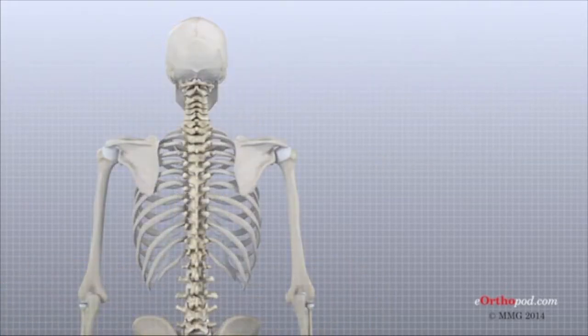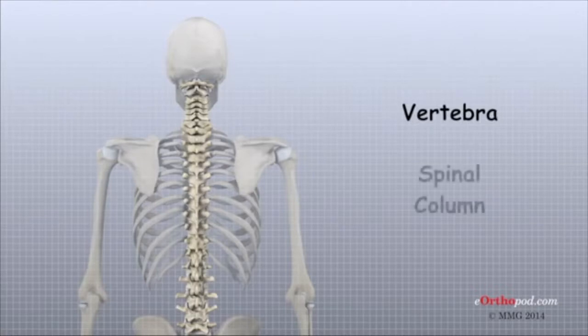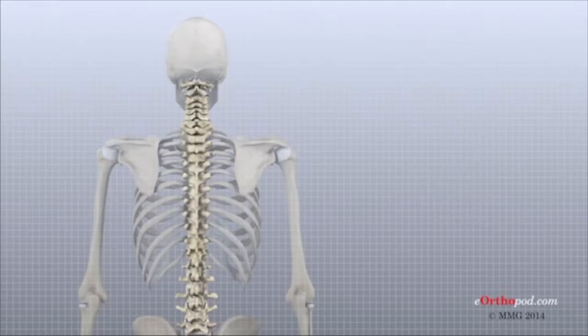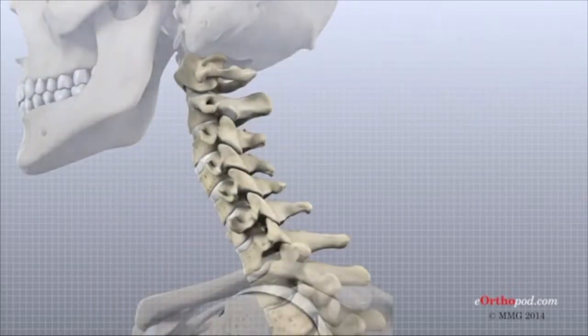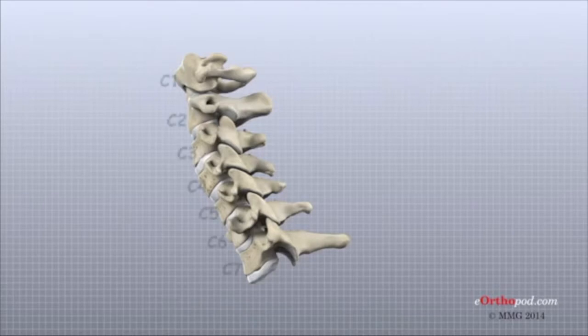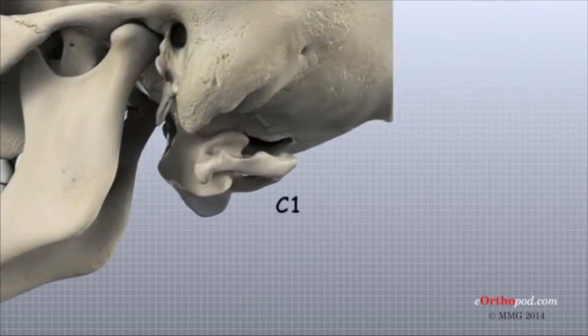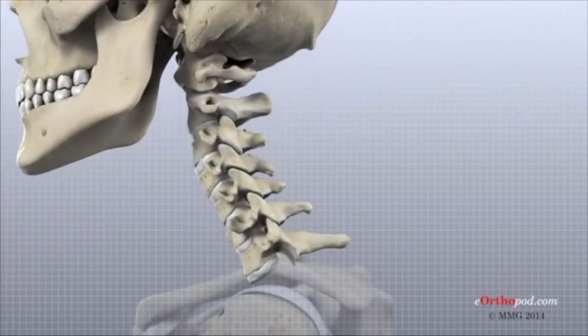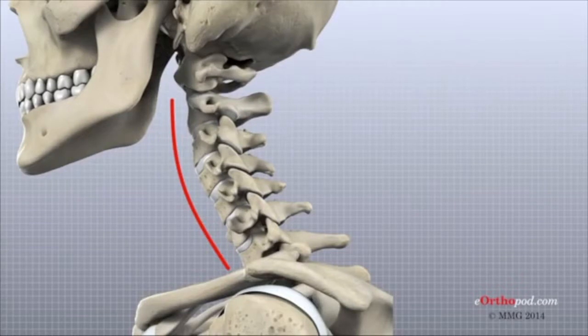The human spine is made up of 24 spinal bones called vertebrae. Vertebrae are stacked on top of one another to form the spinal column. The spinal column is the body's main upright support. 7 vertebrae make up the cervical spine, often referred to as C1 to C7. The top vertebra, C1, connects to the bottom of the skull. The cervical spine curves slightly inward and ends where C7 joins the top of the thoracic spine.